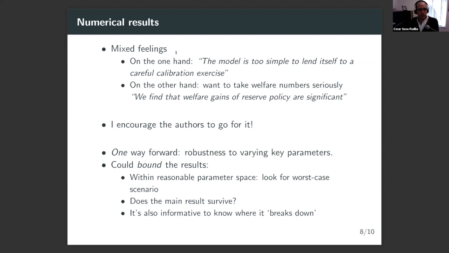So what I want to say is I want to encourage the authors to go for it. Maybe one way forward is to think about robustness to varying key parameters. And in that sense, you can bound the results for us and tell us, if you move your key parameters in some reasonable parameter space, in particular looking for the worst case scenario for your story, does the main result survive? And even if it doesn't survive, for quantitative macro, I think it's very informative to know where it breaks down, because we learn from that. So what are the conditions under which the main result stops going forward?